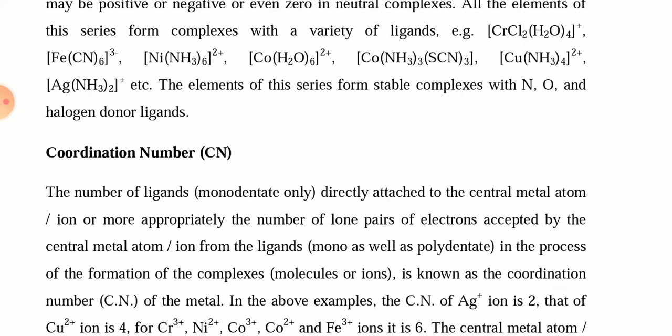You will learn it in other lectures. Okay, so the number of ligands directly attached to the central metal ion, or approximately the number of lone pairs of electrons accepted by the central metal ion from the ligands, which are mono as well as polydentate, in the process of the formation of complexes, is known as the coordination number, which is also denoted as C.N. of a metal.